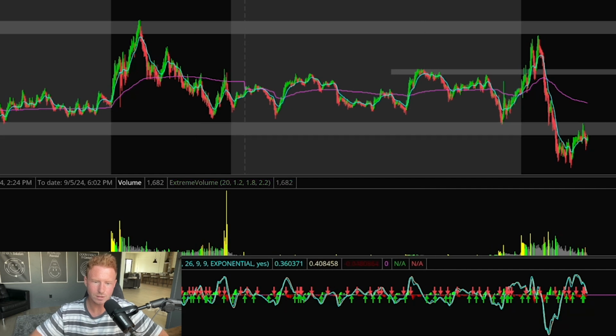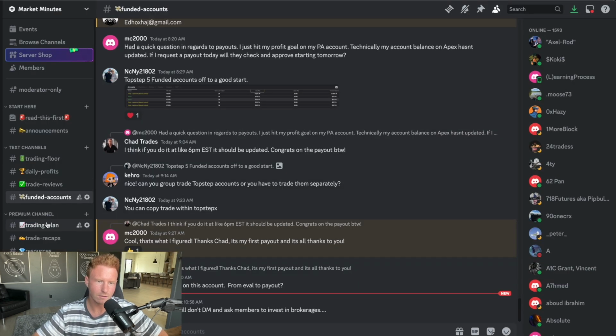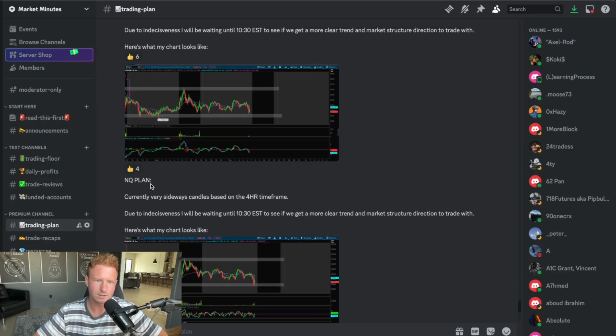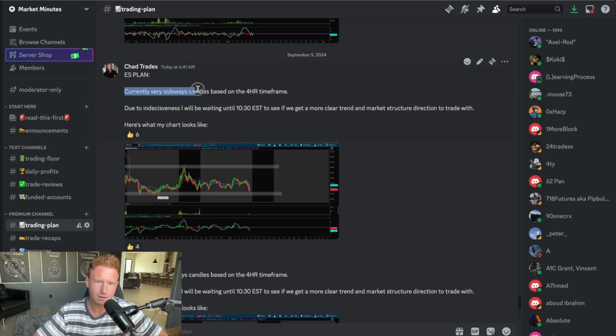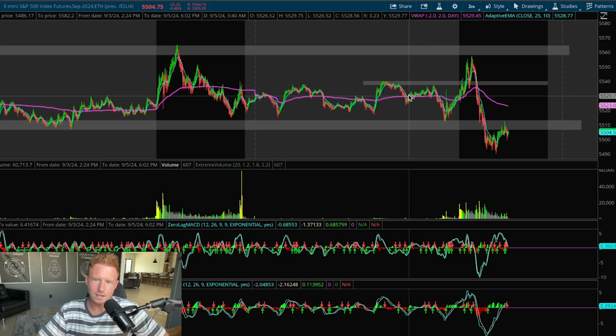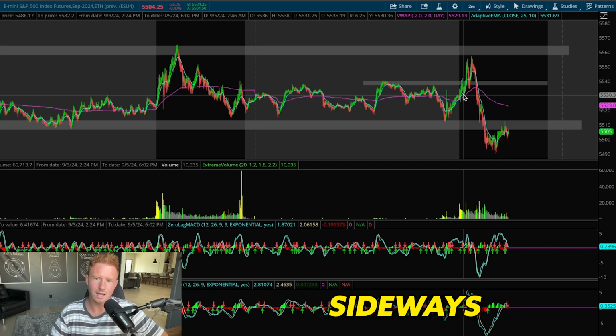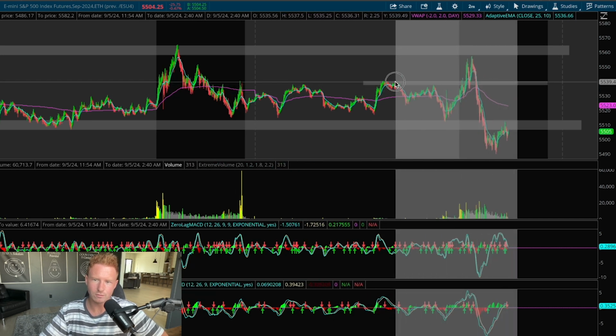And you can see I even put this on my Discord plan today. If I go over to my trading plan on ES, I put currently very sideways candles based on 4-hour time frame. Due to indecisiveness, I'll be waiting until 10:30 Eastern time to see if we get a more clear trend and market structure direction to trade with. Basically, what that means is until we break this pre-market high or one of these highs, the market structure remains sideways, okay? And that's why I wanted to wait the first hour.